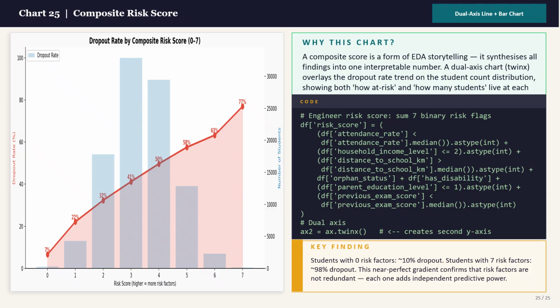So in the code, we engineer a risk score by summing 7 binary risk flags, and then we create a dual axis, which creates a second y-axis. The key finding was that students with 0 risk factors have approximately 10% dropout, and students with 7 risk factors have approximately 98% dropout. This near perfect gradient confirms that risk factors are not redundant, and each one adds independent predictive power.